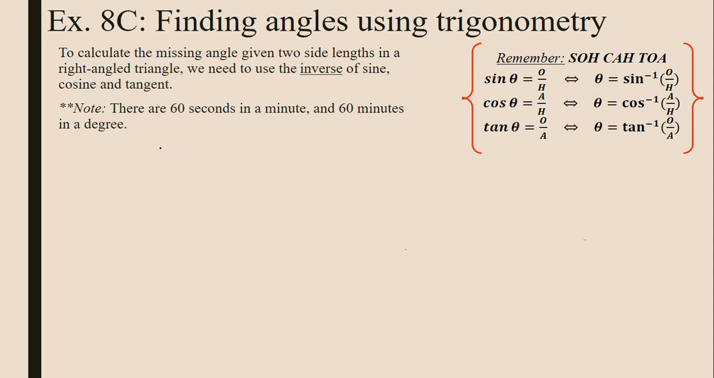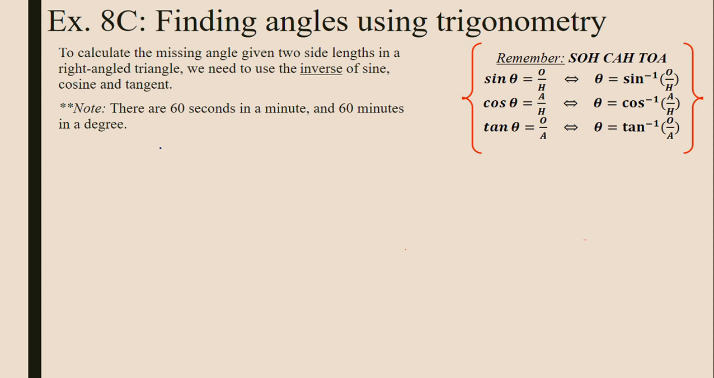Hey class, welcome back to Chapter 8, Pythagoras' Theorem and Trigonometry. Today we'll be looking at calculating angles using trigonometry. So remember that trigonometry finds the relationship between the sides and angles within a triangle, where Pythagoras' theorem is only between the sides in a right-angled triangle.